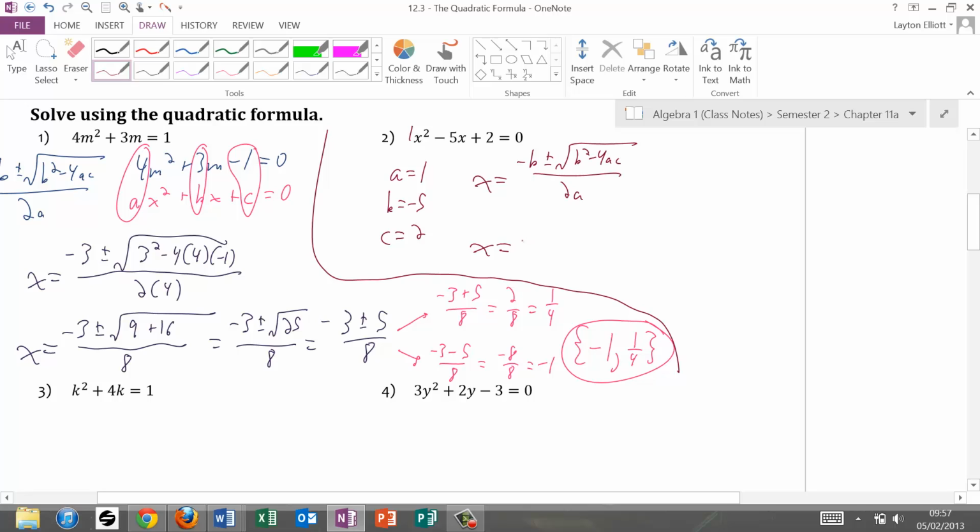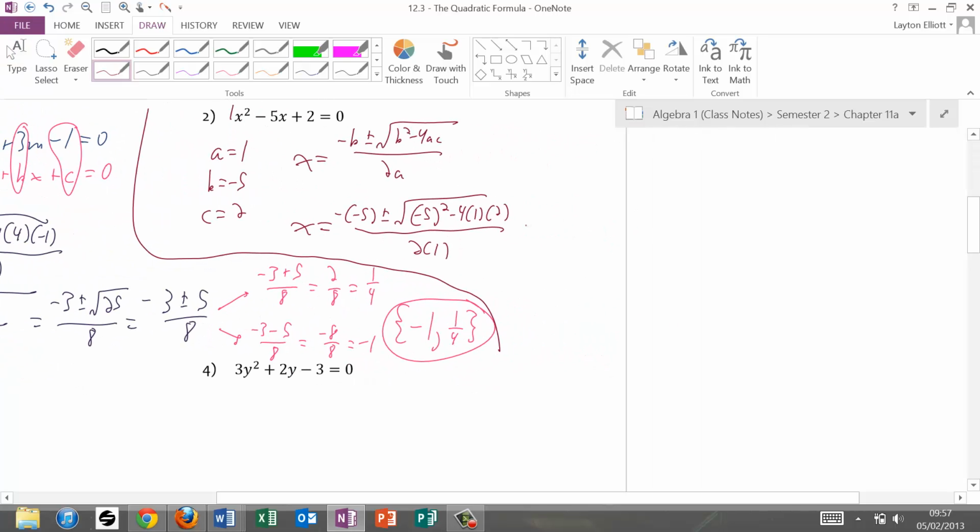x is equal to opposite of negative 5 plus or minus the square root of negative 5 squared in parentheses minus 4 times 1 times 2 all over 2 times 1. Next, let's simplify. The opposite of negative 5 is positive 5, plus or minus the square root of negative 5 quantity squared is 25, minus 4 times 1 times 2 is minus 8, all over 2. And I have 5 plus or minus the square root of 17 over 2.